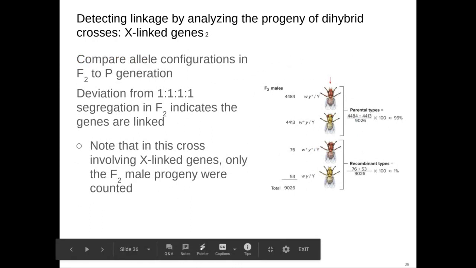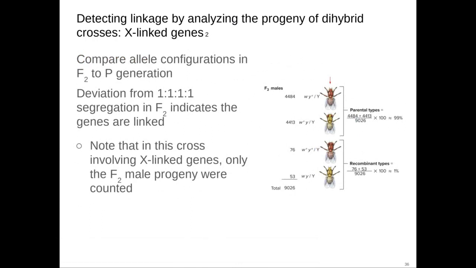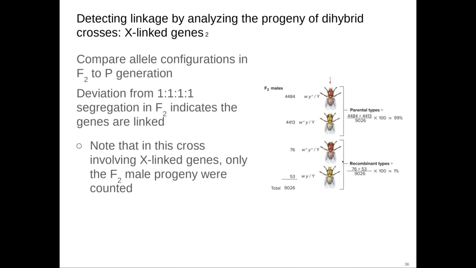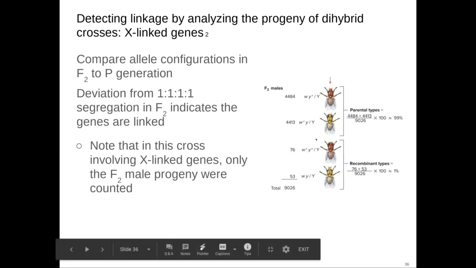Now, in theory, based on what we know about genetics, they should be at a 1-to-1-to-1-to-1 ratio. But clearly they're not. We look at the genotypes here: 4,000, 4,000, 76, 53, and 9,000 individuals. So we can look at what we call the recombinant types, red eye, brown body and white eye, yellow body, and they have a lower abundance, so a lower frequency.